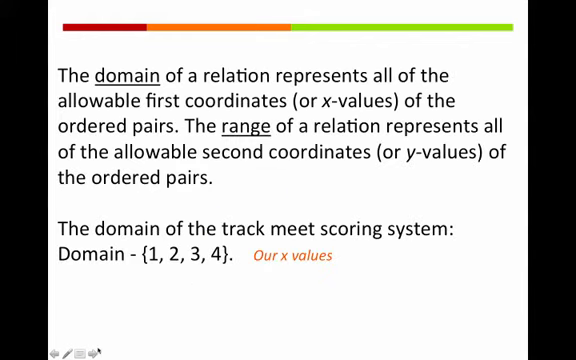Okay? So the domain of our relation represents all of the first coordinates, or the x values. The range are our y values, or the second coordinates. So here's the domain of our track meet scoring system. The domain is, and we write these little curly things on the ends, 1, 2, 3, and 4. So all of our x values represent our domain. And our range is the y values, 5, 3, 2, and 1.